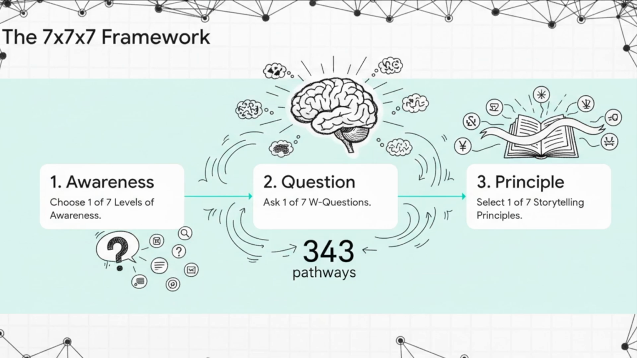So you'll choose an awareness level, you'll ask a certain type of question, like a why or a what, and then you'll pick a storytelling principle to apply. That unique combo, 7 times 7 times 7, is what creates one of those 343 paths.